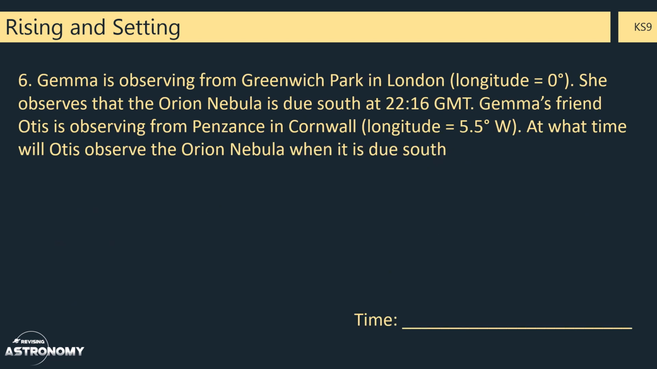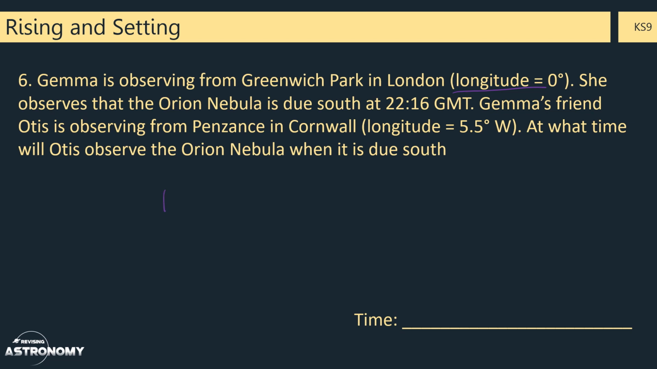Finally, Gemma is observing from Greenwich Park in London, which is on the prime meridian, so it has a longitude of 0 degrees. She observes that the Orion Nebula is due south at 16 minutes past 10 in the evening. Gemma's friend Otis is observing from Penzance in Cornwall, which has a longitude of 5.5 degrees west. At what time will Otis observe the Orion Nebula when it's due south?